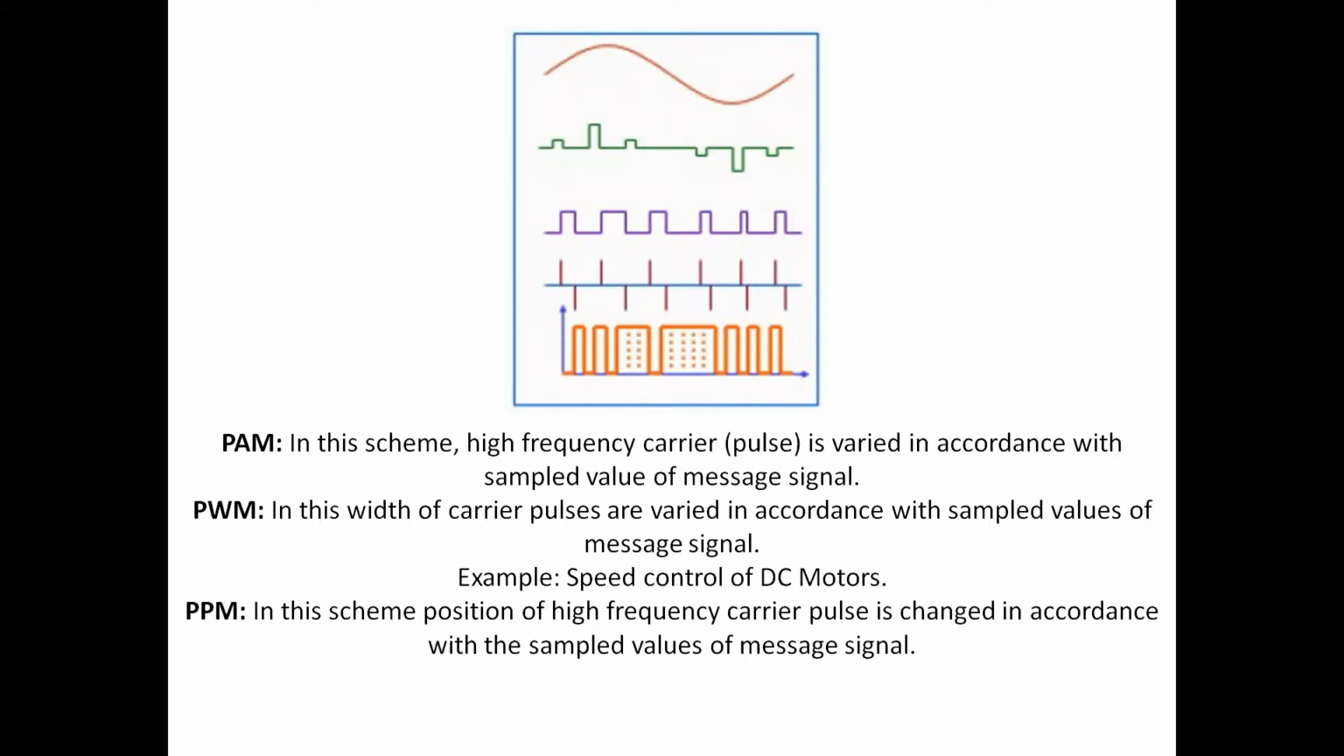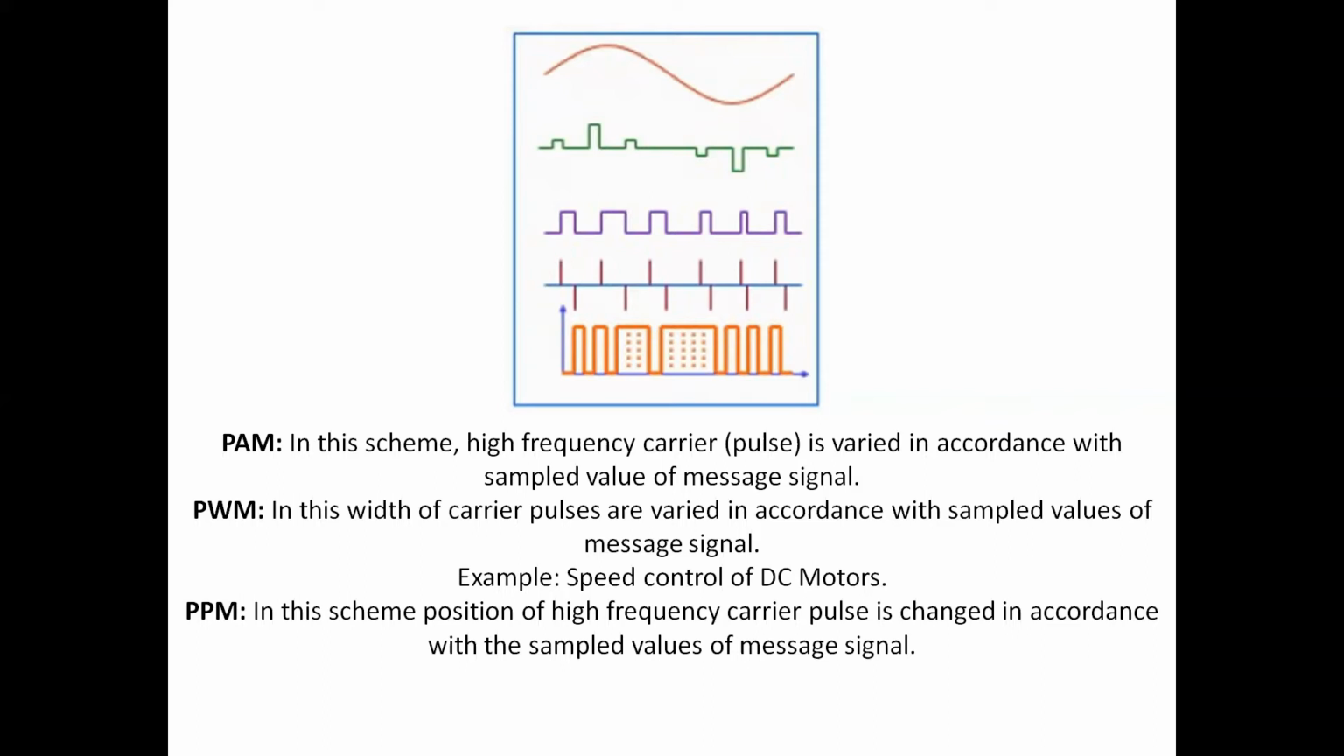Before we go on to digital pulse modulation schemes, let's have a look at some analog pulse modulation schemes because the idea of sampling and reconstruction and digitization is intricately related to all these ideas. Pulse amplitude modulation: in this scheme, some high frequency carrier pulse is varied in accordance with the sampled value of the message signal. In pulse width modulation, the width of the carrier pulse is varied in accordance with the sampled value of the message signal. You can see the third graph in purple color on your screen. That's the example of pulse width modulation.